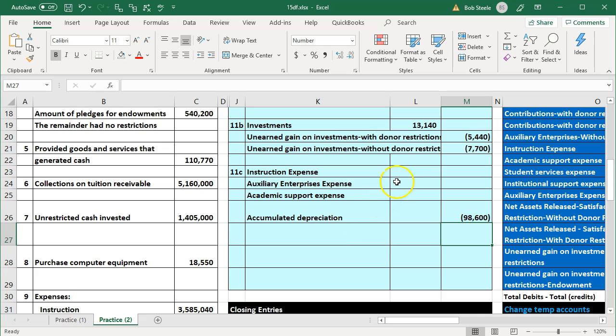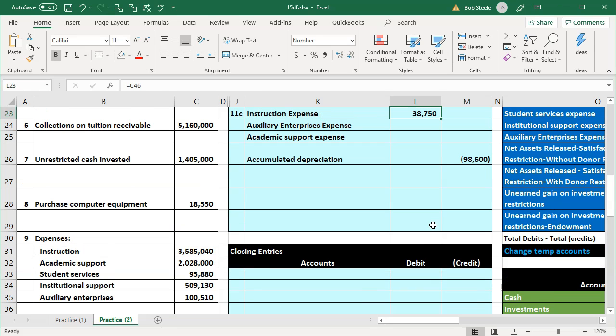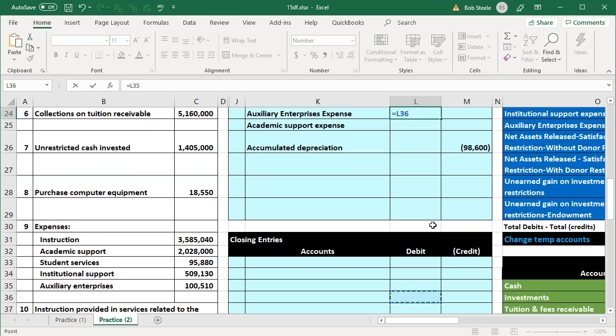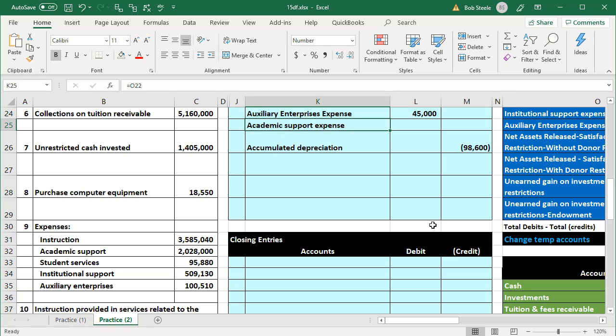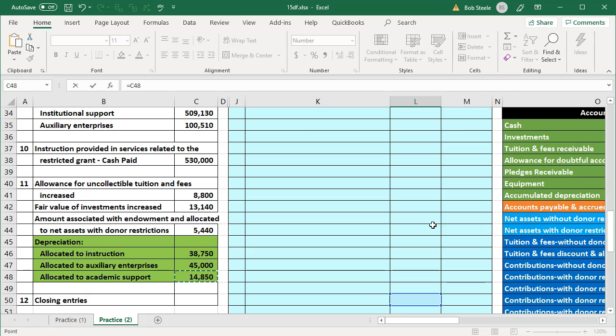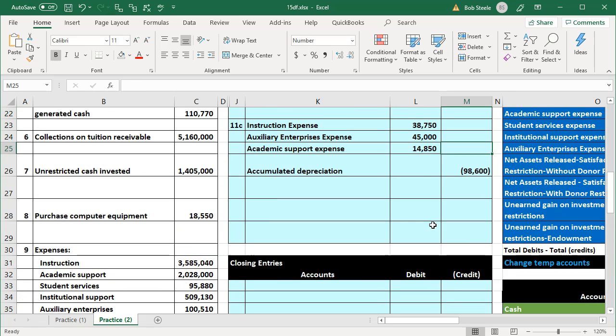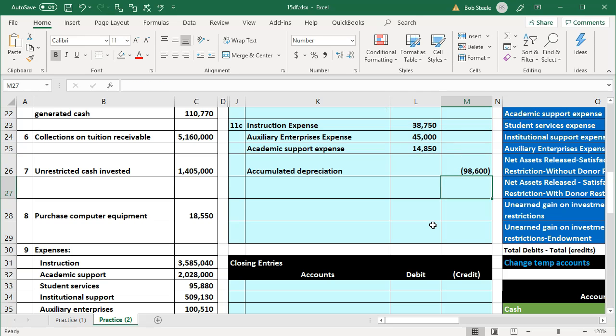Or we could do it this way. We can go to instruction expense and pick up that number, which is the 38,750. Then we're going to go to auxiliary enterprises, pick up that number. Then we're going to go to academic support and pick up that number. And then we could recalculate the accumulated depreciation as the negative sum of those three numbers. And that could be another way we can calculate that. And so there we have it. And we can post this out now.